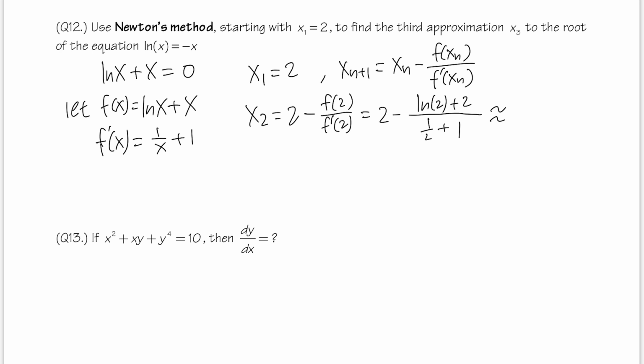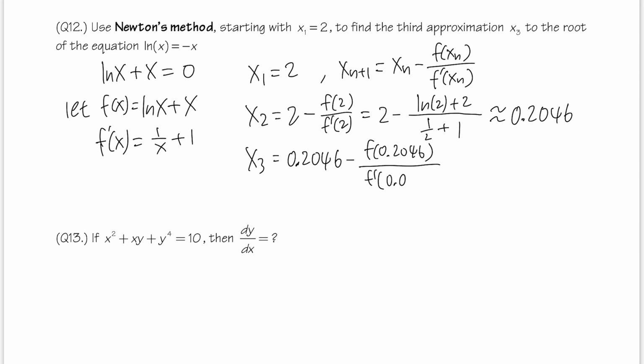Or maybe you can use a calculator and work it out on the way too to double check my answer. I have 0.2046. I round it to the fourth decimal place, right? It's technically 5 and then 6, but then I'll just round it up. All right, x3. This right here will be equal to 0.2046 minus f of 0.2046 over f prime of 0.2046.